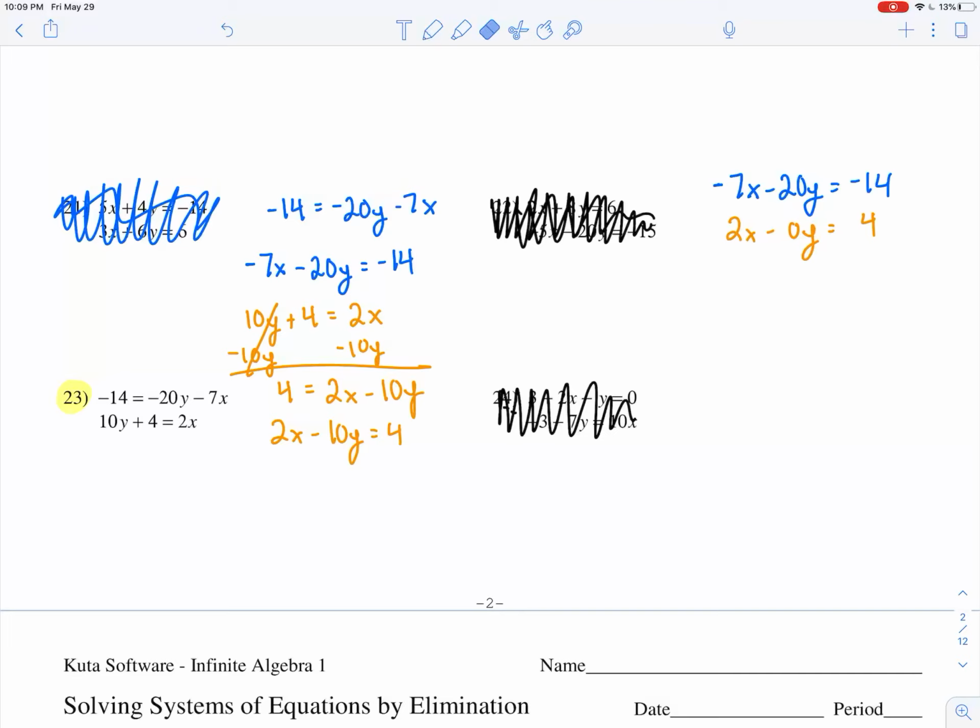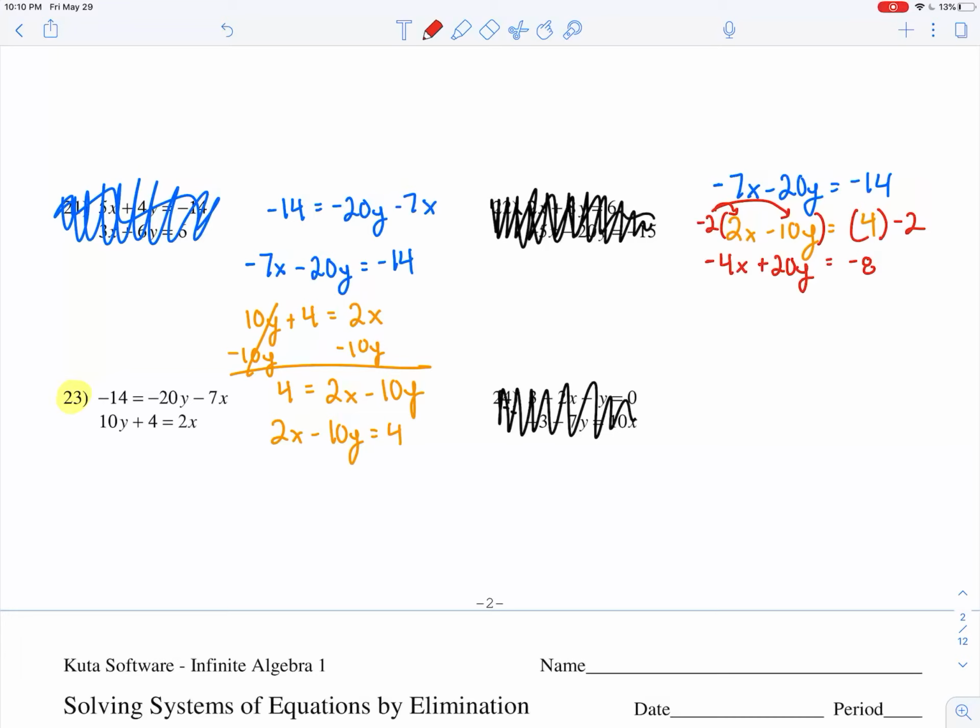By multiplying by 2. So what I'm going to do is multiply both sides of that equation only by 2. Actually, it's already negative, and I need it to be positive in order to eliminate. So I'm going to multiply it by negative 2. And then I have to do the same thing to the right side of my equation. So I get something like this, negative 4x plus 20y, because negative 2 times negative 10, distributing here, is equal to 4 times negative 2 is negative 8.